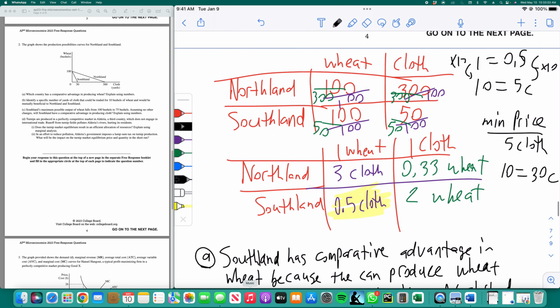Okay, if the price were 10 bushels of wheat for 29 cloth, Northland, the most they're willing to pay is 30. So if they only have to pay 29, they are benefiting. So as long as the number is between 5 and 30, you're good to go. It does not matter.